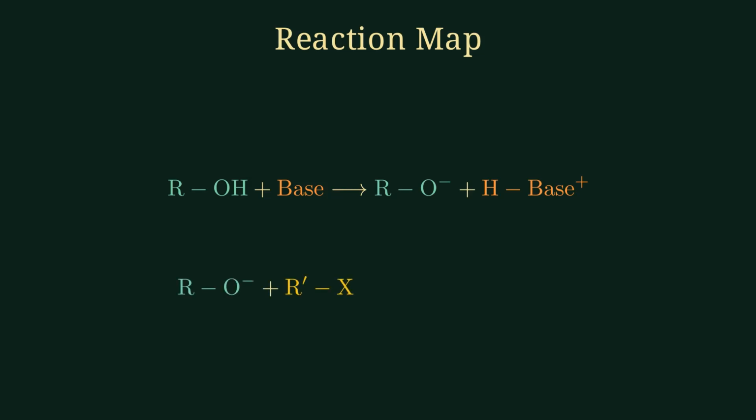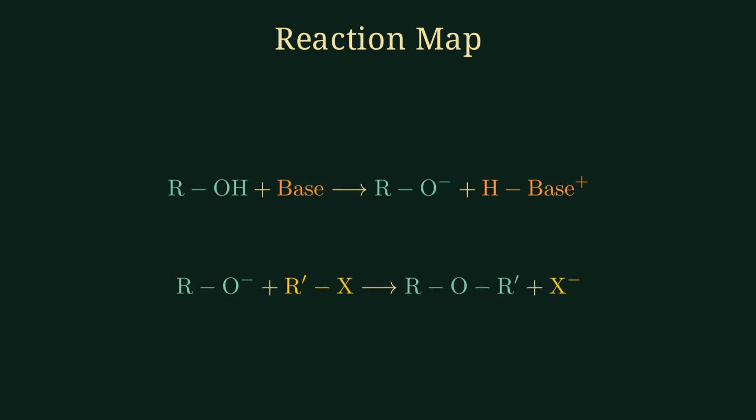Let's look at the overall map of this reaction. As you can see here, we start with an alcohol. Using a strong base, we transform that alcohol into an alkoxide ion. Then we introduce an alkyl halide. The result? An ether and a salt byproduct.